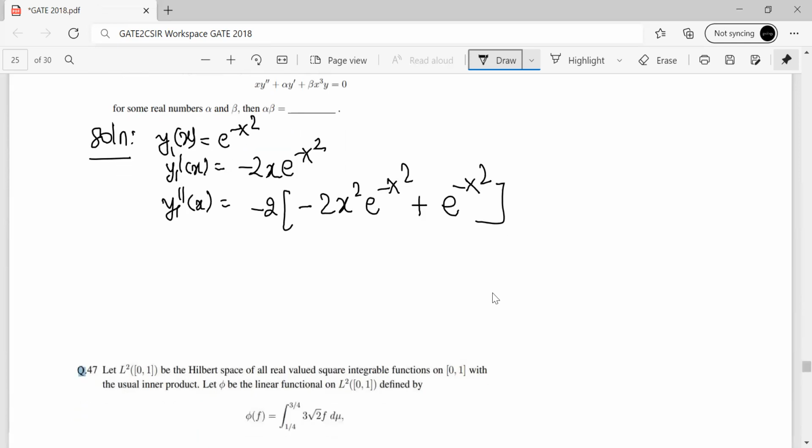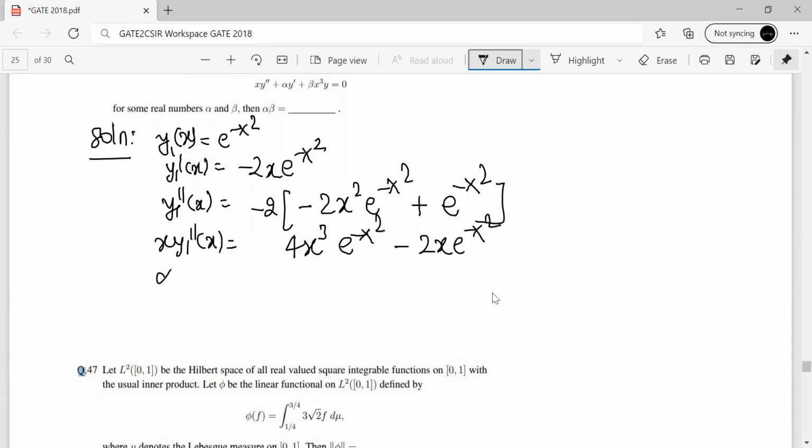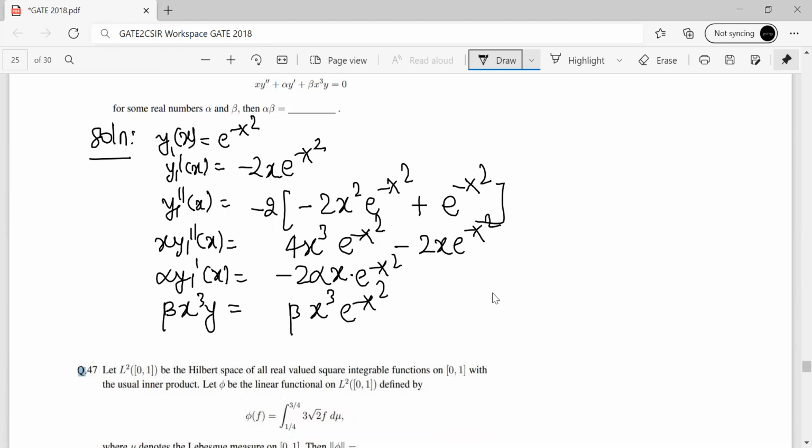And now I need x times y1 double dash. x times y1 double dash will be given by 4x cube into e power minus x square minus 2x into e power minus x square. Then I have alpha into y1 dash, that will give me minus 2 alpha x into e power minus x square, and then I have beta into x cube y, so that will give me beta into x cube e power minus x square.